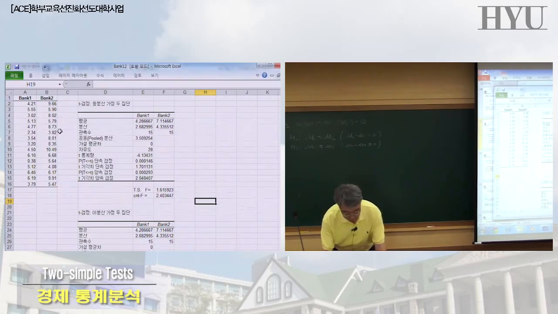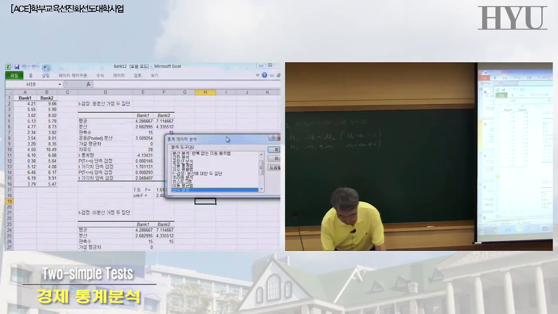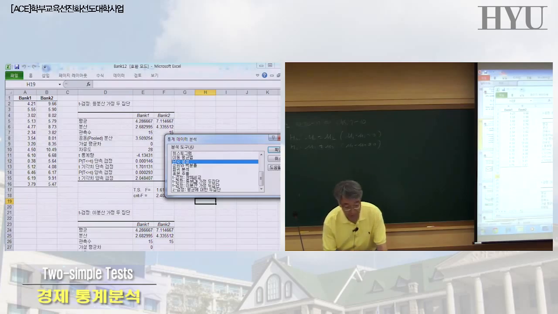And the way you run the t-test is here. You go to data analysis, and among the choices, you will have three t-tests. The first is the paired difference test, which is the last topic we're going to talk about today. The second one is the t-test assuming equal variance. And the last one is the t-test for different or unequal variance. So let's try the first one first.